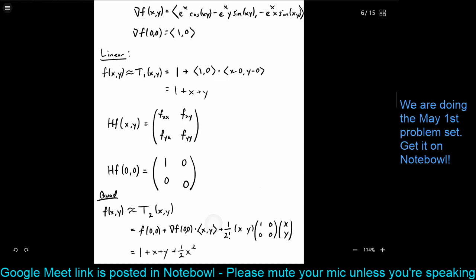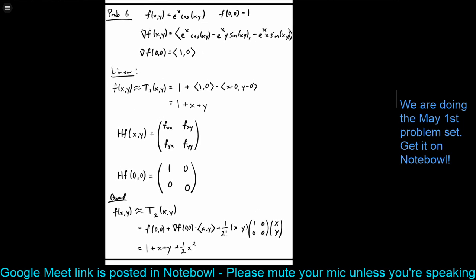And just like last time, if you wanted to approximate this function at, say, 0.1 comma 0.4 or something like that, you could just plug those values of x and y into either this linear or this quadratic approximation, and that would give you how the function's changing there, or the value of the function there.